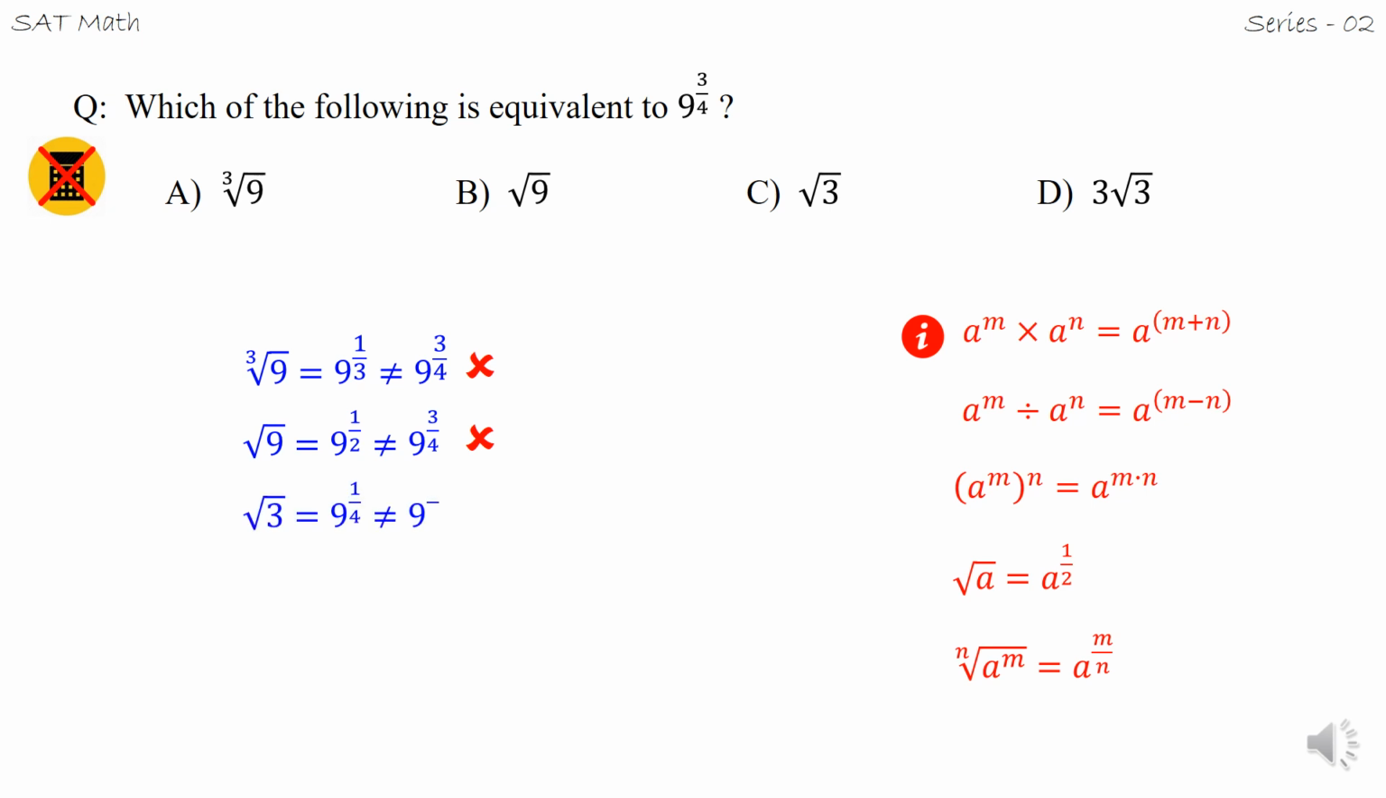Square root of 3, when represented in the power of 9, can be represented as 9 to the power of 1 over 4, which is also not equal to 9 to the power of 3 over 4. Also wrong. And the last one, 3 root 3, we can represent as 9 to the power of 3 over 4. So option D is the right answer.